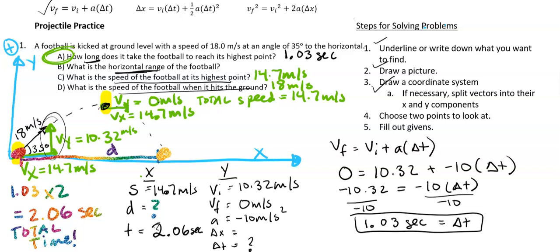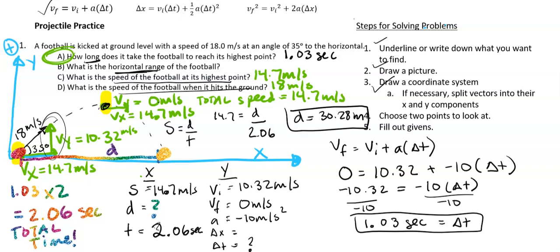So I know that speed is just distance over time. And again, it's not accelerating in the x direction because there's no forces or nothing pushing it in the x direction to make it speed up or slow down. So we have what? 14.7 equals distance over what? 2.06. And then I get the good old distance to be 30.28 meters. Awesome. Cool. And then we got our answer for B, which is 30.28 meters.